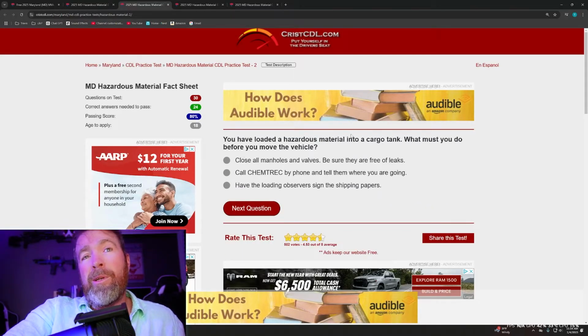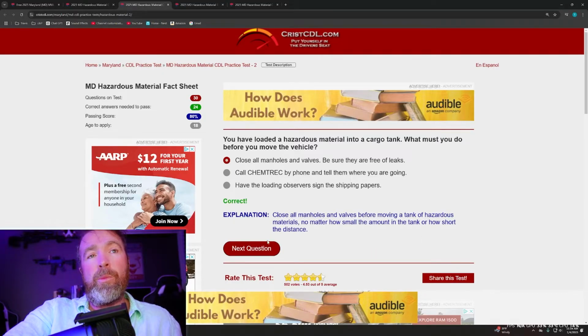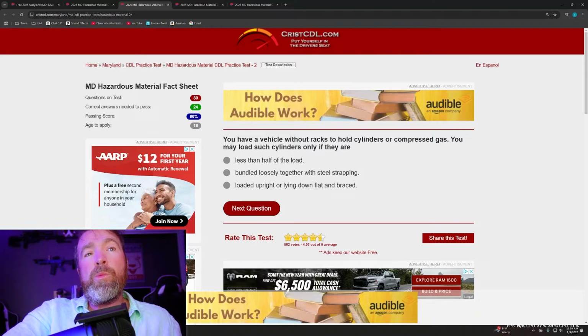You have loaded hazardous materials in a cargo truck. What must you do before you move the vehicle? Close all manholes and valves. Be sure they are free of leaks. You have a vehicle without racks to hold cylinders of compressed gas. You may load such cylinders only if they are loaded upright or lying flat and braced.